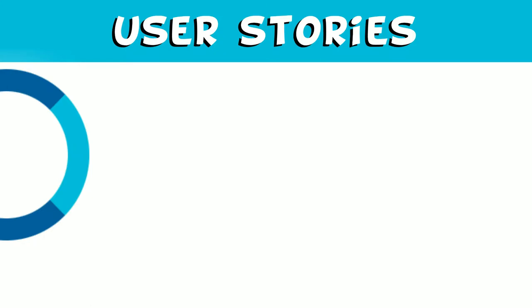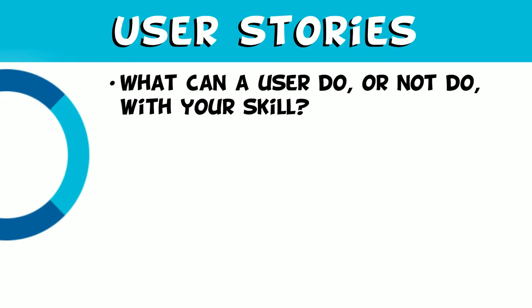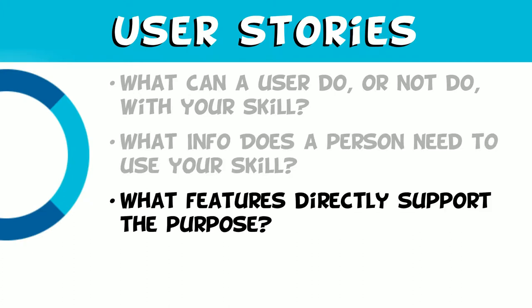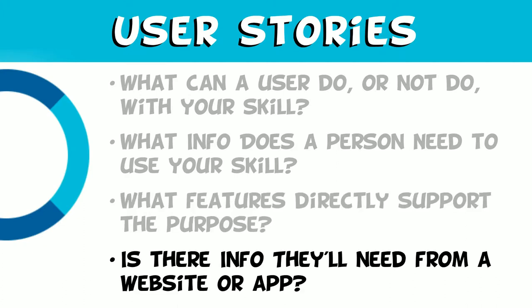Once you've determined the purpose and capabilities of your skill, identify user stories and the individual steps and actions a person will need to take to interact with your skill. As you do this, think about, what can someone do or not do with your skill? You don't need to do everything, and you can't, and you shouldn't want that. So also think about, okay, we're going to do this, but we're not doing this. What information is a person expected to have available when they interact with your skill? What features directly support the purpose? And is there information that they're going to need from an outside experience or website or application in order to successfully interact with the skill?